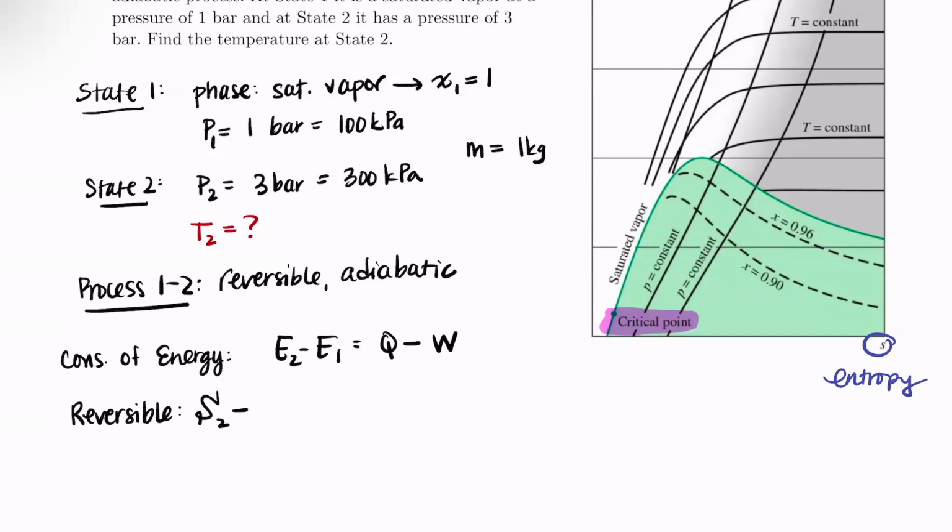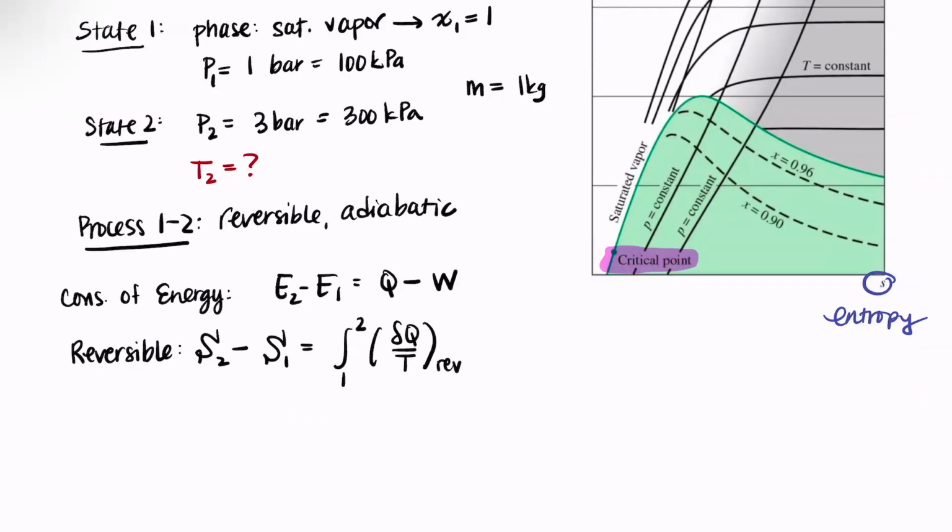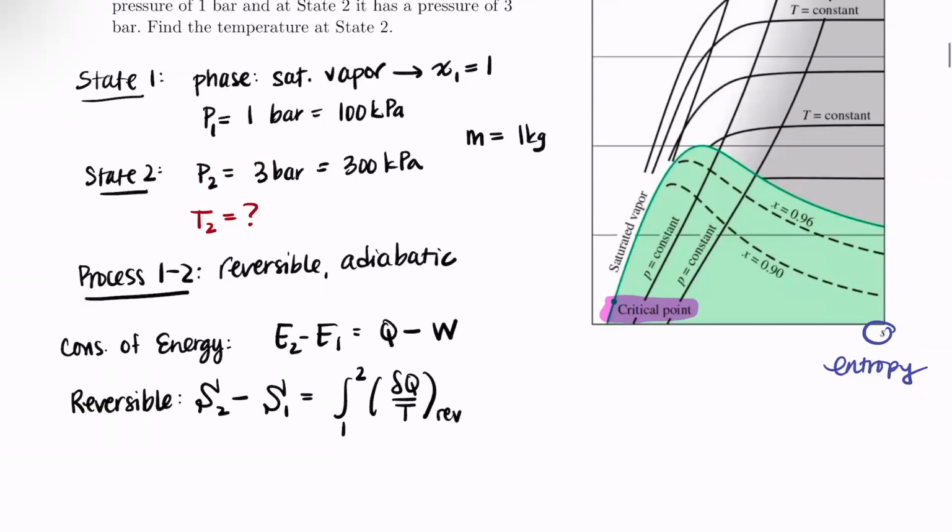So we have S2 minus S1 is equal to the integral from 1 to 2 of delta Q over T for a reversible process. All right. And let's simplify this based on the information that we have. So first, we're given that this is reversible. So we're already using that equation. So that's good. But then we also are given that it's adiabatic. So how do these equations get simplified because it's adiabatic?